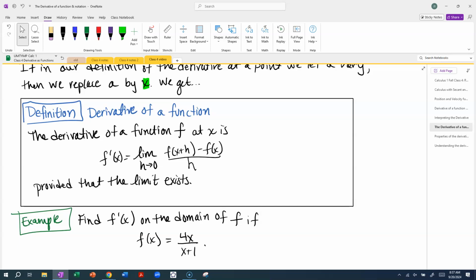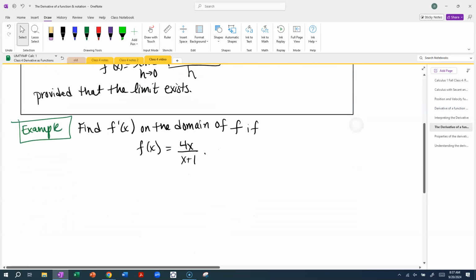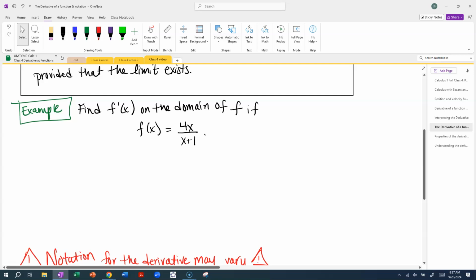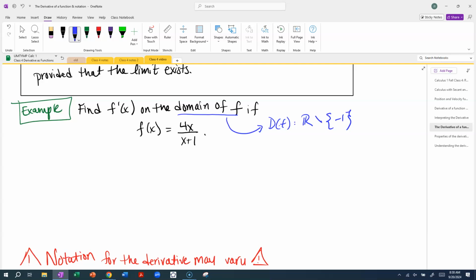Okay, so now we have an example. Let's do it. So it says find f prime of x on the domain of f if, okay, there we go. And so maybe it's a good thing to note that here, if we're looking at the domain of f, we just can't have -1. So we can say that the domain of f is all real numbers except -1. Okay, just making that note. Because otherwise, we could say let's try and find the derivative at -1, and well, we can't because it doesn't exist. Okay, I digress.